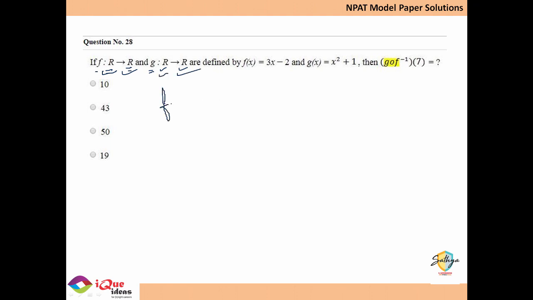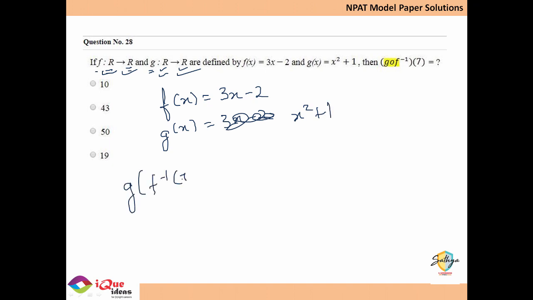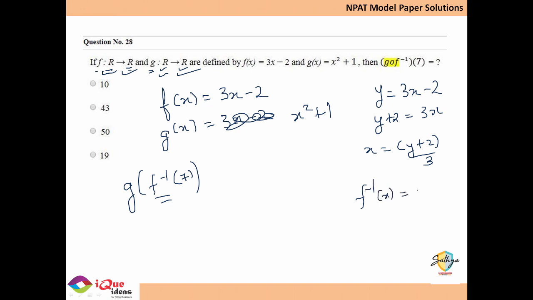So the important part: the function f(x) is defined as 3x minus 2, and g(x) is defined as x square plus 1. So I have to find g of f inverse of 7, right? First let's find the inverse function. If f(x) is 3x minus 2, assume y is equal to 3x minus 2. So y plus 2 is equal to 3x. So I get x is equal to (y plus 2) divided by 3. So f inverse of x is defined as (x plus 2) divided by 3.